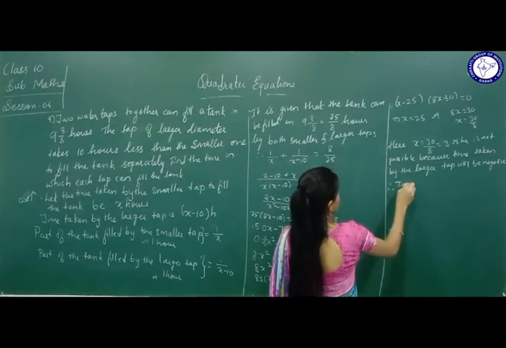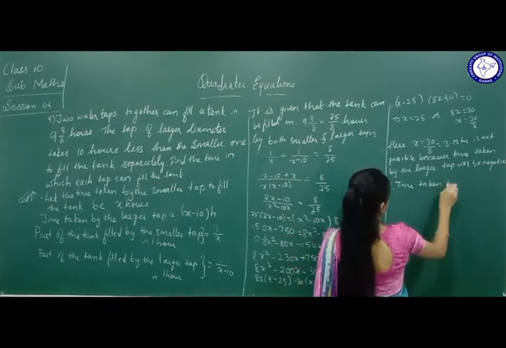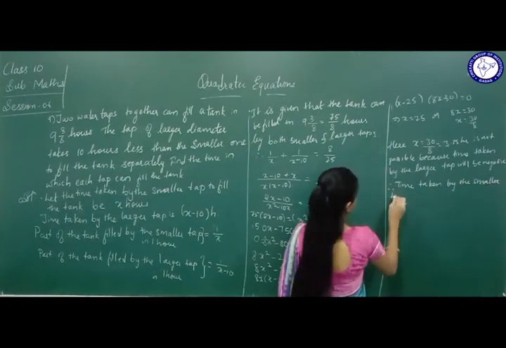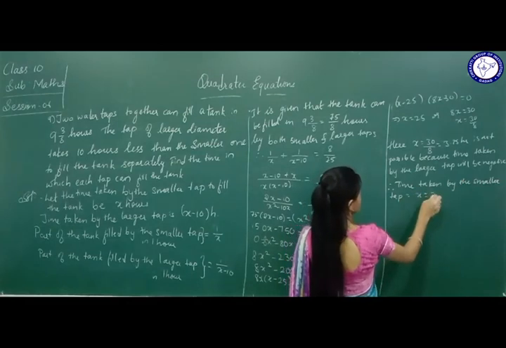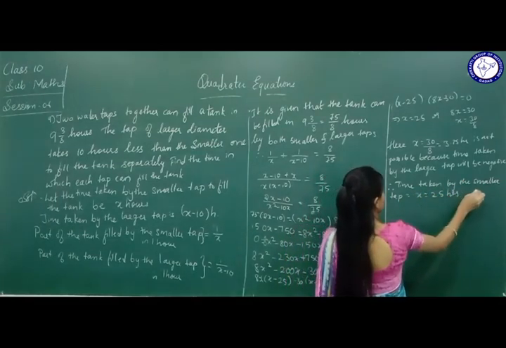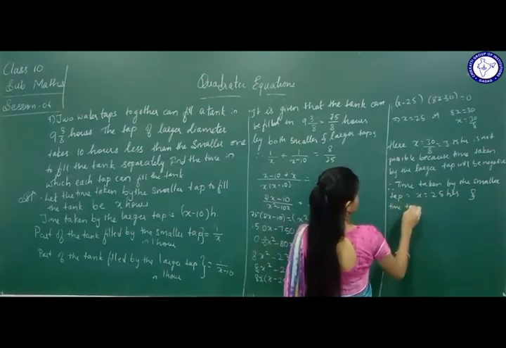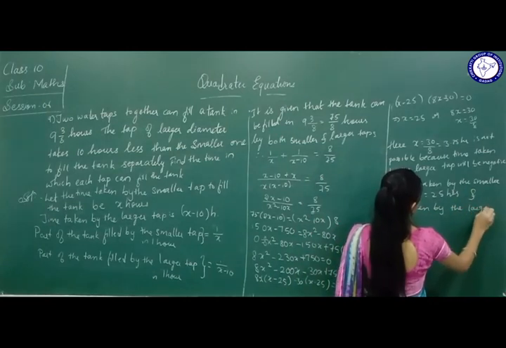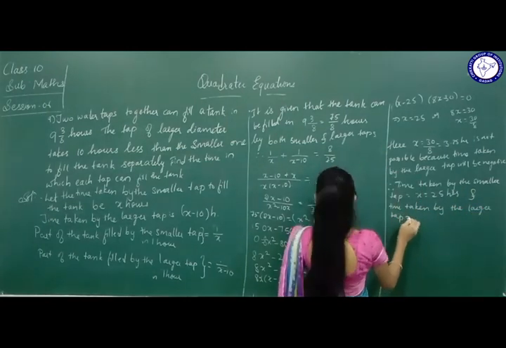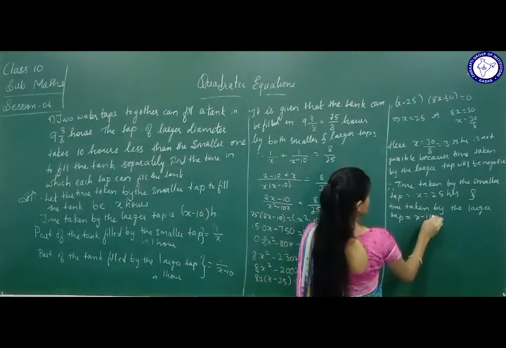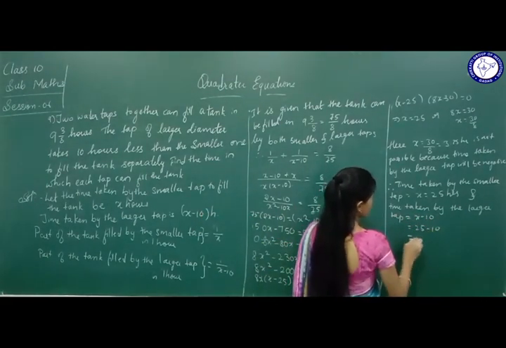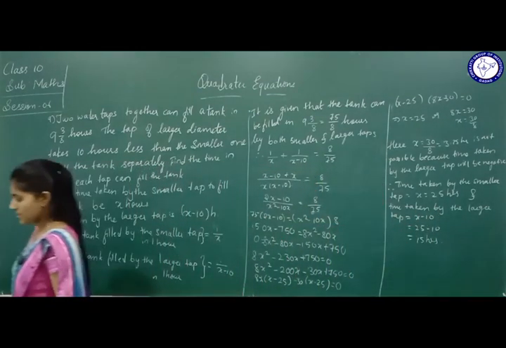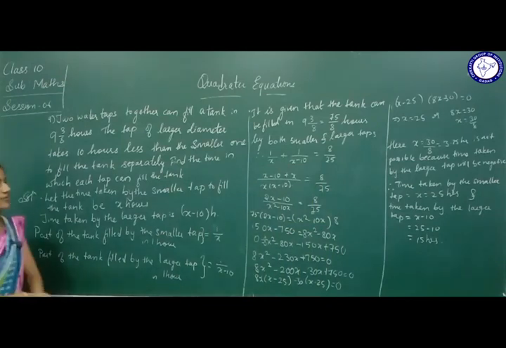Therefore, time taken by the smaller tap will be x is equal to 25 hours, and time taken by the larger tap will be x minus 10, nothing but 25 minus 10, that is equal to 15 hours. What we got? Time taken by the larger tap is 15 hours.